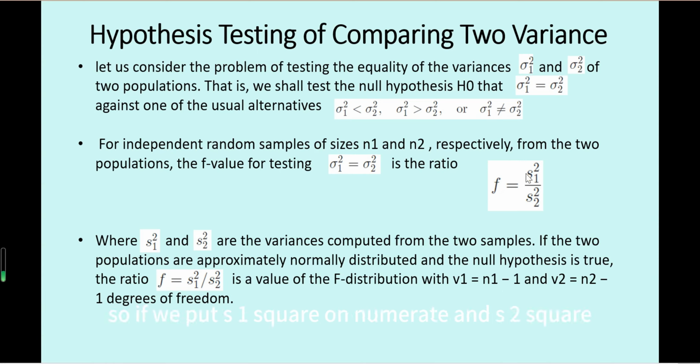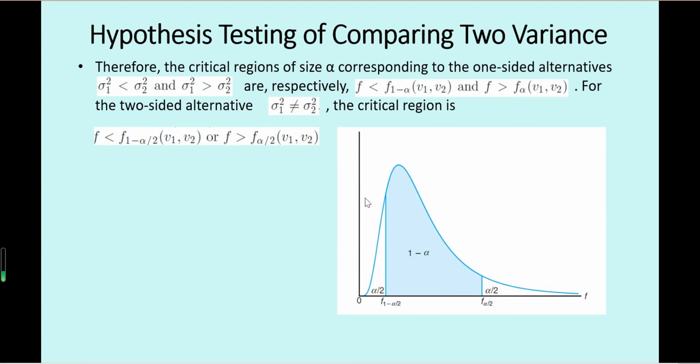If we put S1 square in the numerator and S2 square in the denominator, then the first degree of freedom is n1-1 and the second is n2-1, right? So this is the F distribution's density curve. If we have a one-sided alternative test, either sigma 1 square less than sigma 2 square or sigma 1 square larger than sigma 2 square, we only think about one side.